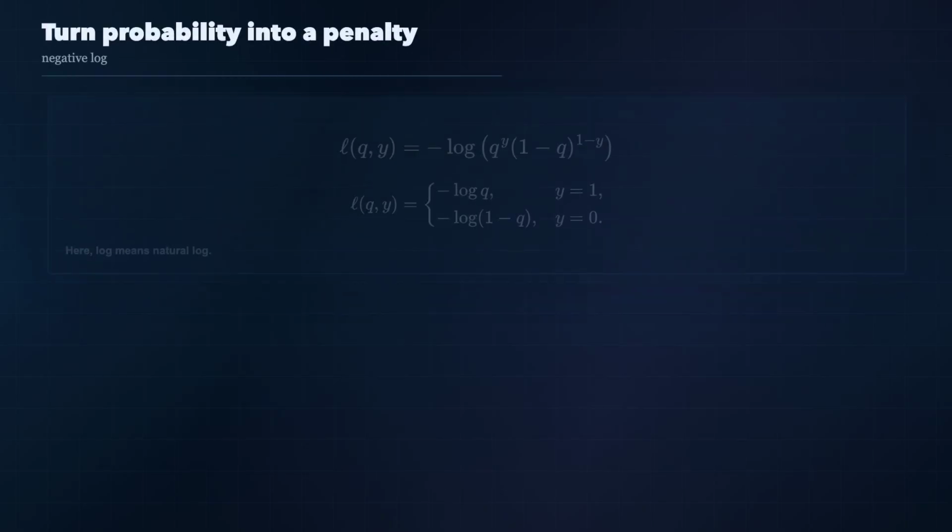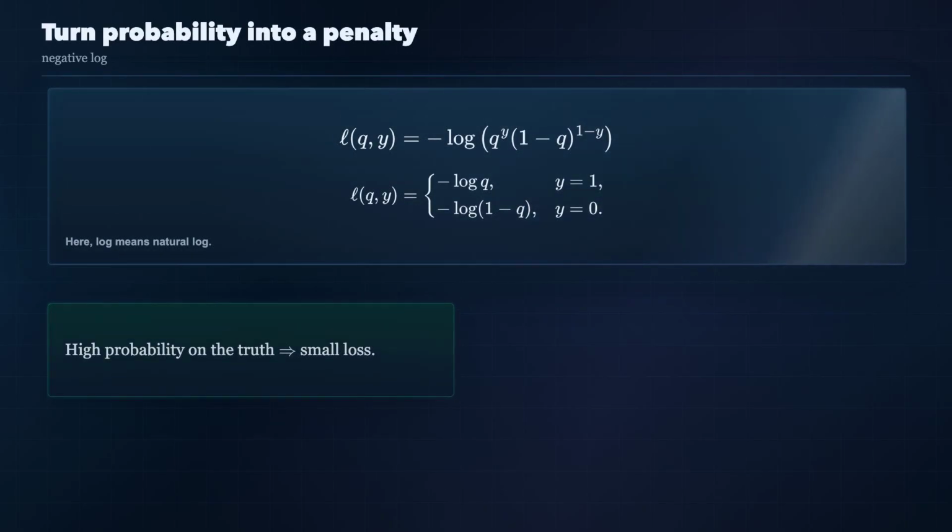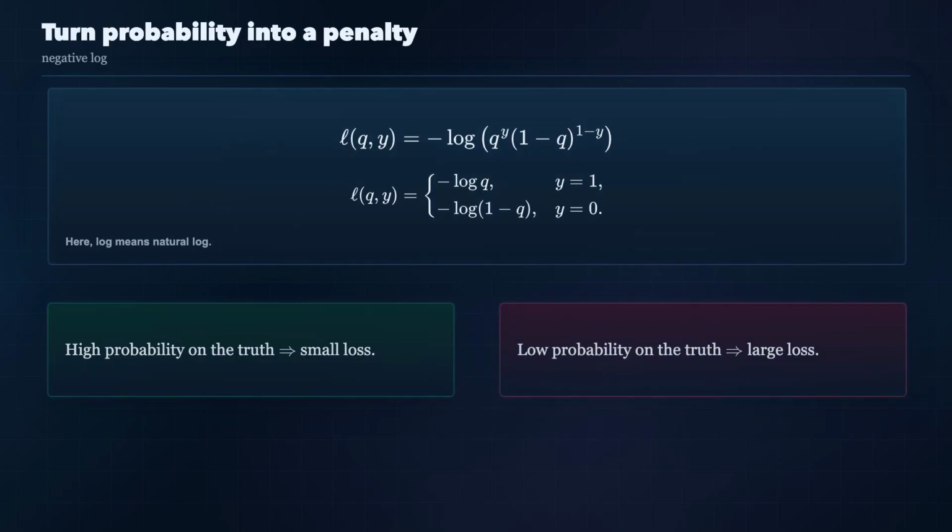Now turn assigned probability into a penalty. Larger probability on the truth should be better, but a loss should be smaller. So we use negative log. High truth probability gives small loss. Low truth probability gives large loss.